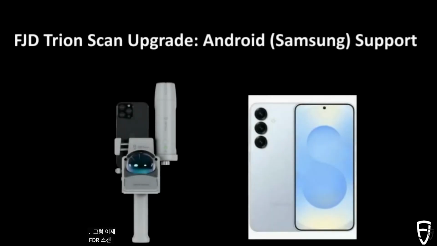And then let's move to FDD Trion Scan upgrade. So for the V4E LiDAR, scanning used to be available only on iPhone, as most of you know. So right now with Trion Scan new version, it supports 3D scanning on Android as well. Currently, it is available on selected Samsung Galaxy models from S20 to S25. This gives field teams more flexibility and also reduces reliance on a single platform.